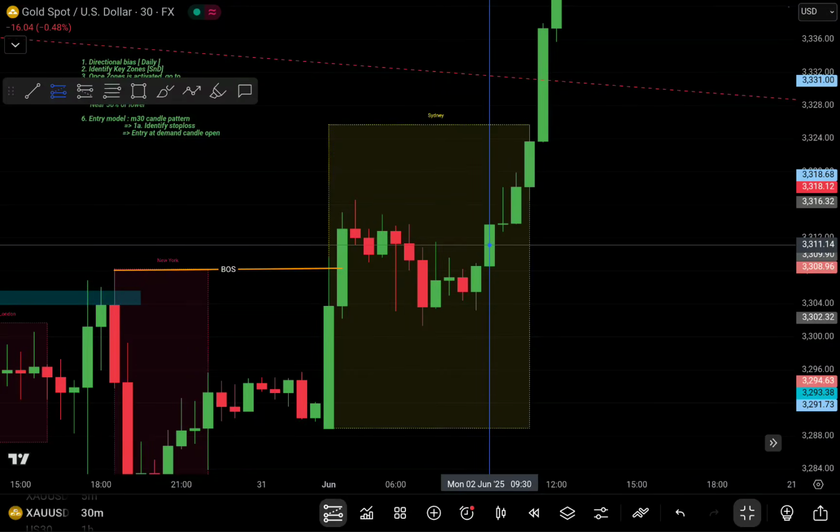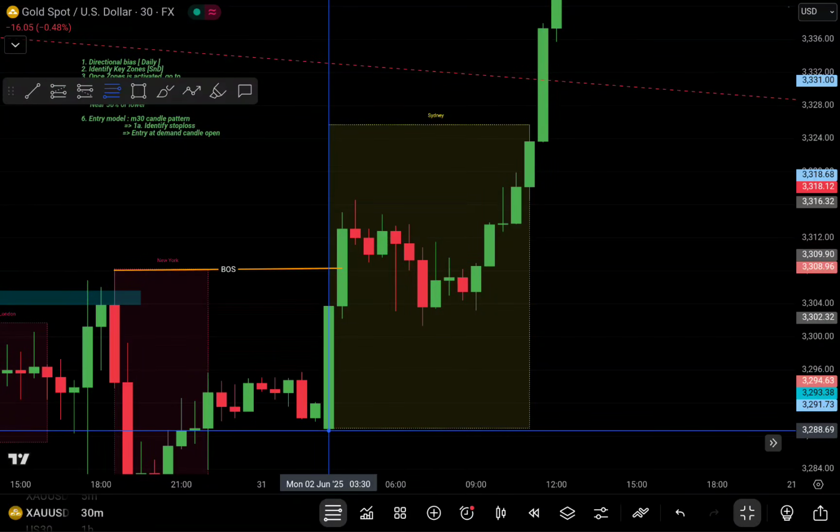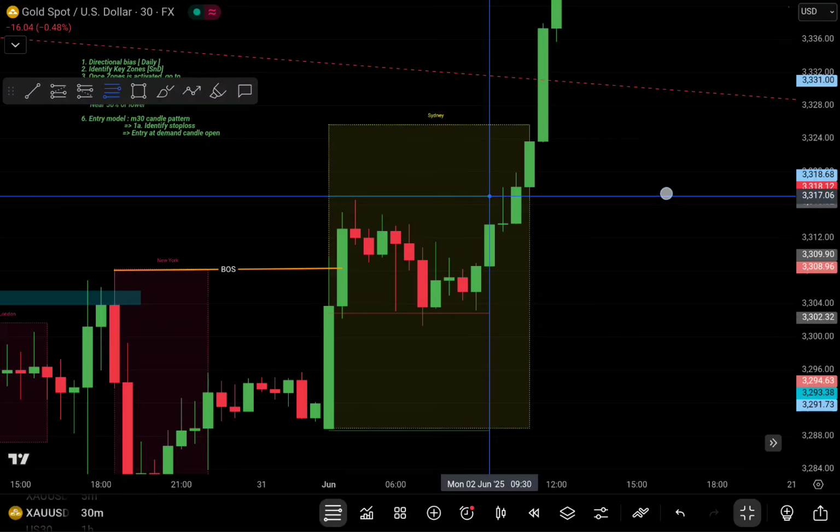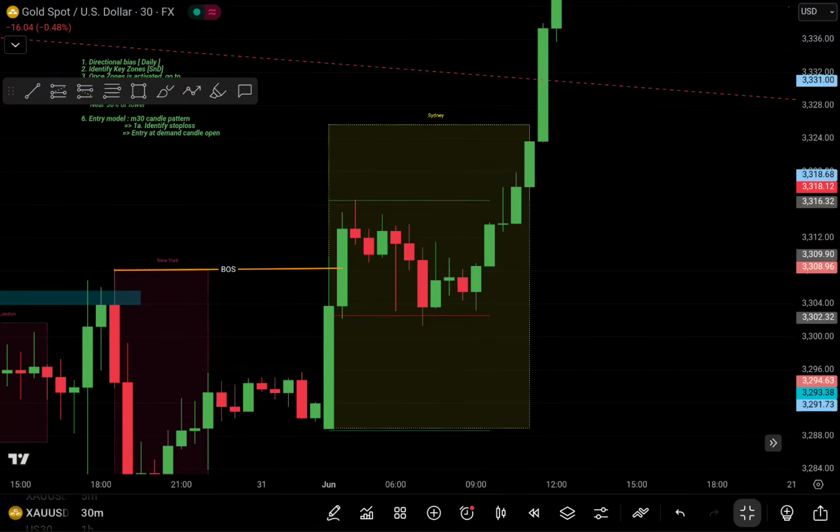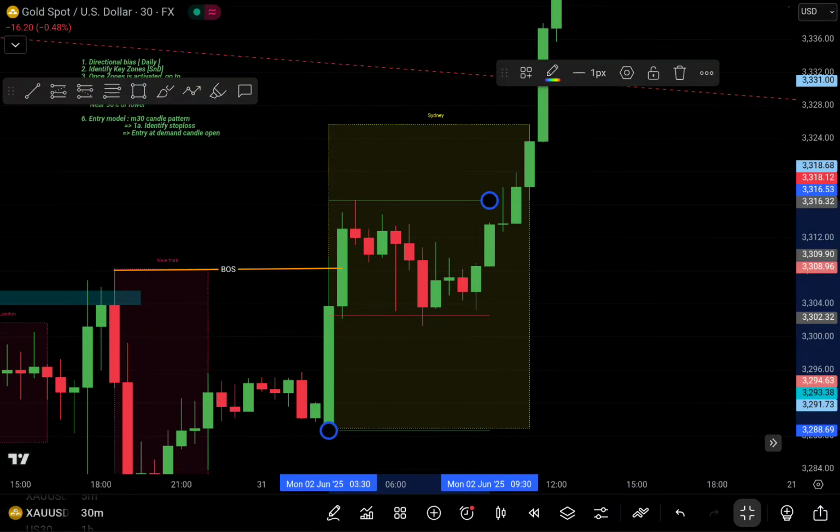But if you use common sense, you know that price pushed from here till here, so price will try to retrace to the 50% level. This is the 50% line, the red line.